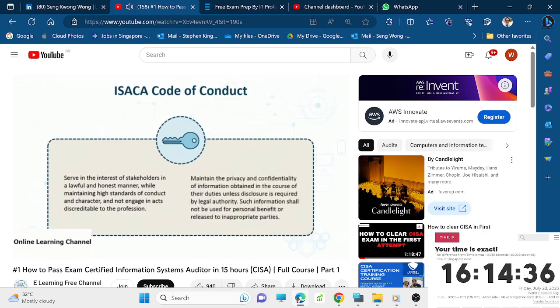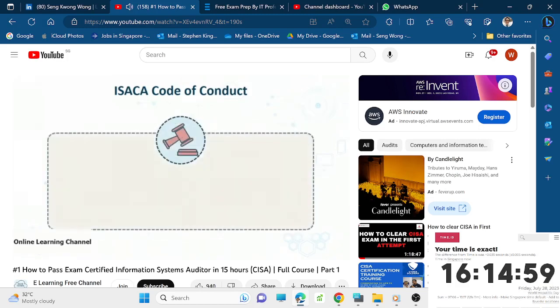The next item in the Code of Conduct is to maintain the privacy and confidentiality of information that you might learn about through the course of the IS audit. And 9 times out of 10, you will be exposed to sensitive information, whether it's data or unique business processes that are unique to that specific organization.